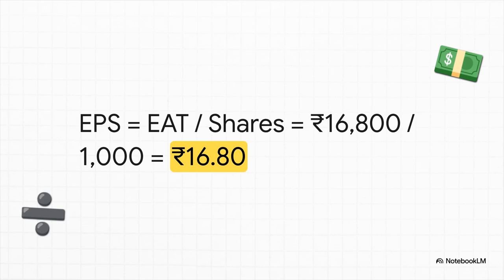So with the income statement done, the second part of our task is super simple. To get the earnings per share, or EPS, we just take our earnings after tax, that's 16,800, and divide it by the 1,000 shares we were told about. And that gives us an EPS of 16.80 rupees per share. Check that off the list.